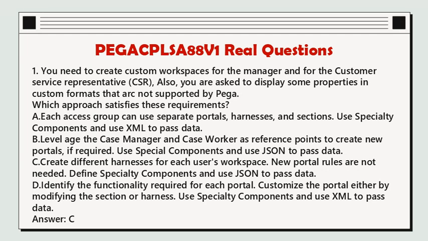C. Create different harnesses for each user's workspace. New portal rules are not needed. Define specialty components and use JSON to pass data. D. Identify the functionality required for each portal. Customize the portal either by modifying the section or harness. Use specialty components and use XML to pass data. Answer: C.